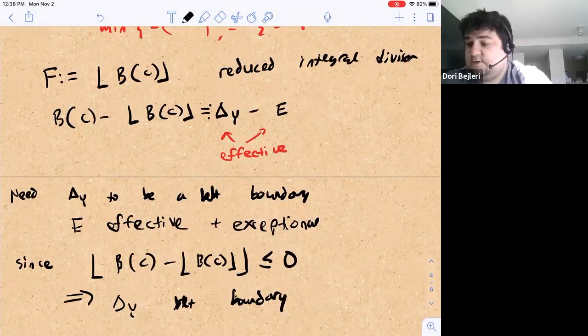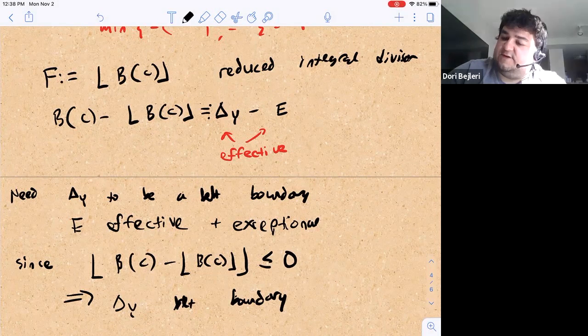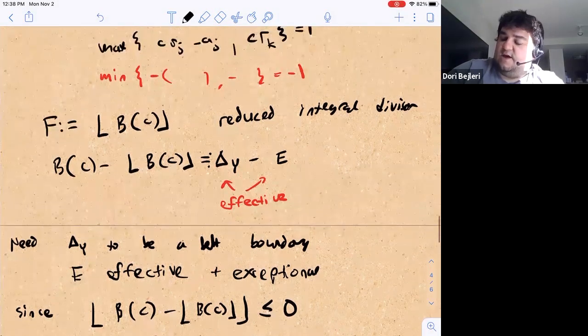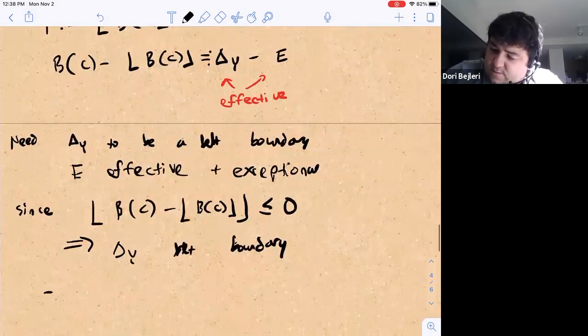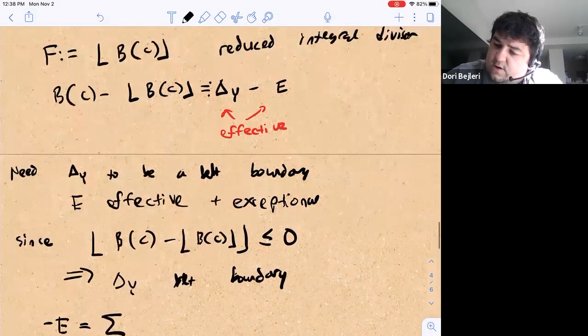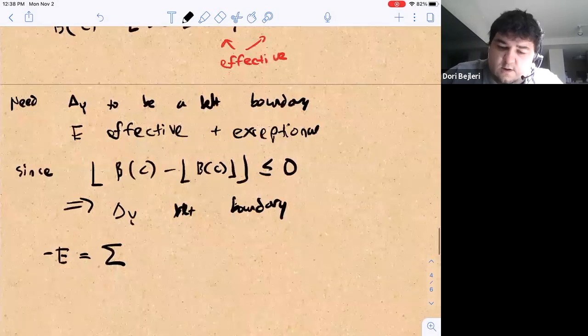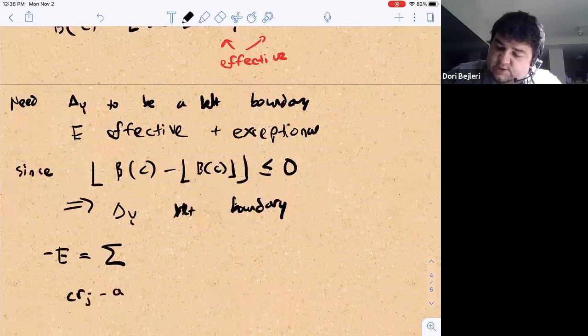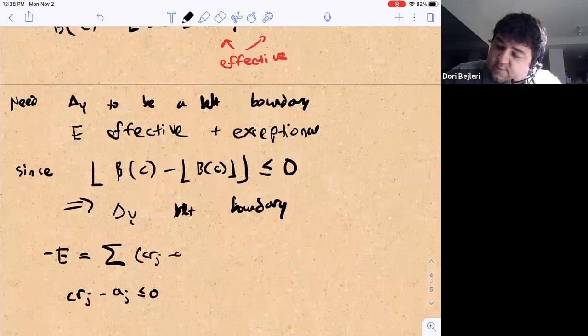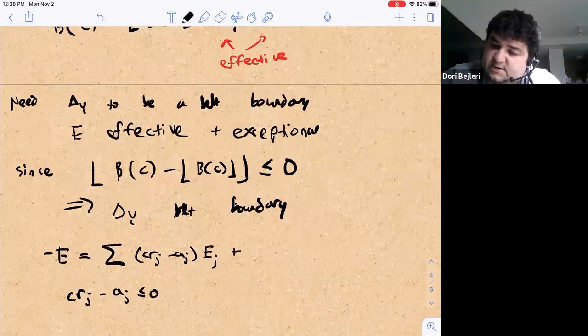That it's minus exceptional. So what's left over? What's left over is exactly all the components of b whose coefficients are negative. So minus e equals a sum over c rj minus aj being less than or equal to 0 of crj minus aj ej, plus, well, I guess that's it.